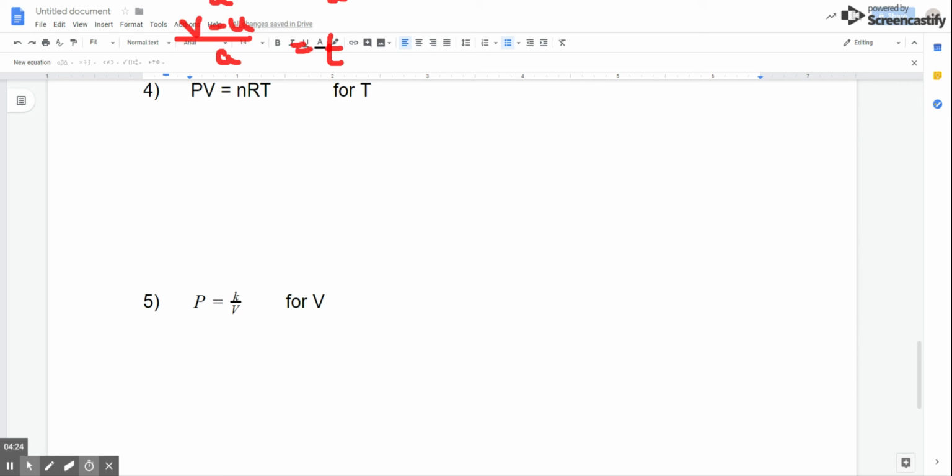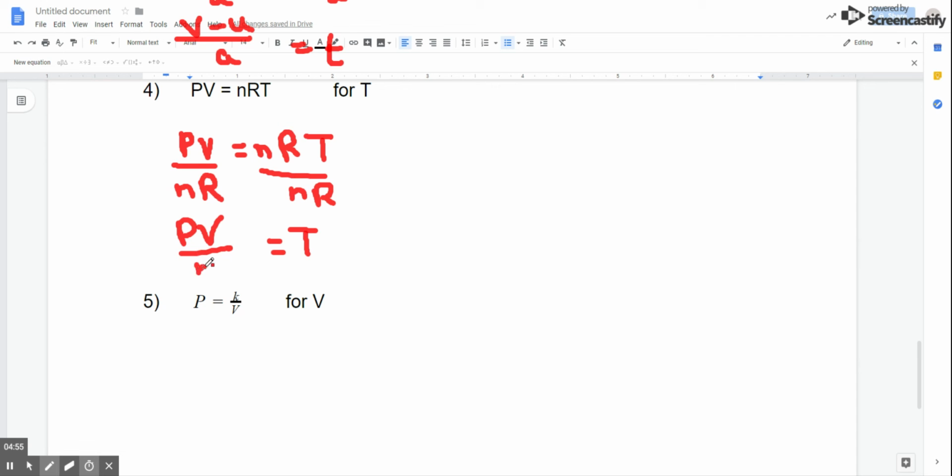PV equals nRT, for T. Both N and R are multiplying the T. So what we're doing is dividing both sides by NR. So we're doing the opposite. Because NR was multiplying T, to move it to the other side, we divide both sides by NR. So T equals PV over NR. Let's look at our last example.